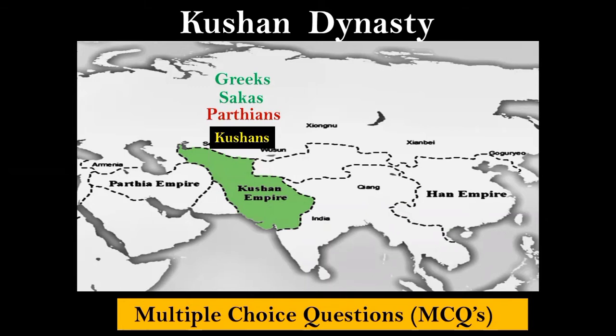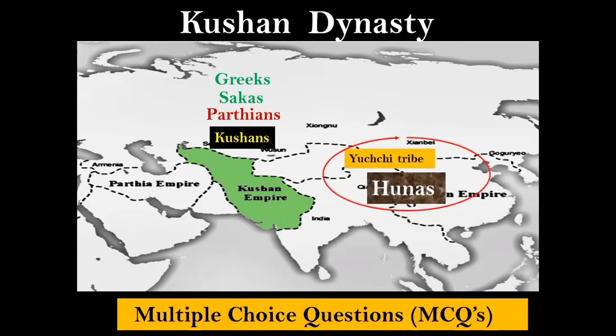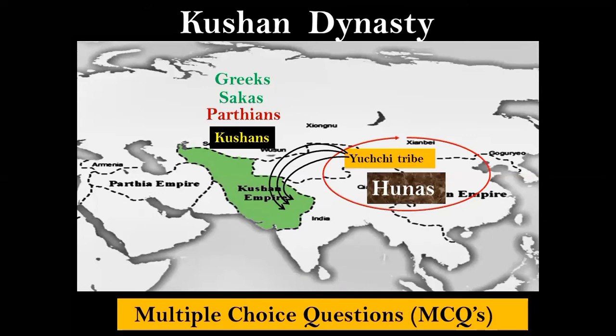The Kushans were one of the branches of the Yishi tribe in central China, who were turned out by the Hunas. So after being defeated at the hands of the Hunas, these Kushans moved towards the southwest and penetrated into India from the northwest frontier sometime in the first half of the 1st century AD. So in this video, we will learn the most important and selected multiple choice questions in order to understand the features of the Kushan Empire in the form of multiple choice questions.